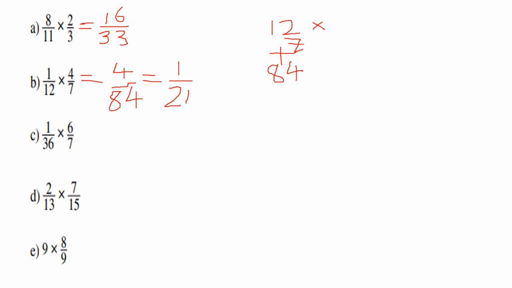Okay, for part C, I'm going to do 1 times 6, which is 6. Then 36 times 7, which I don't know actually, so I'll work it out to the side. So 36 times 7, 36 sevens. 6 sevens are 42, so 2 carry the 4. 7 threes are 21, plus the 4 is going to be 25. So my answer is 252.